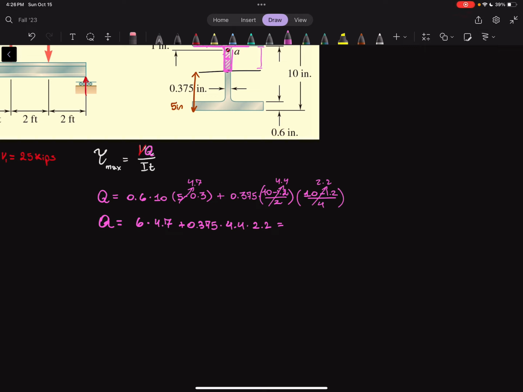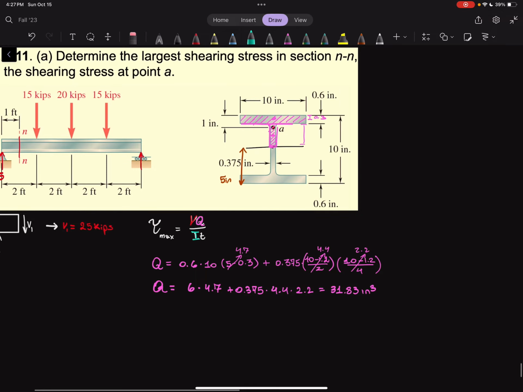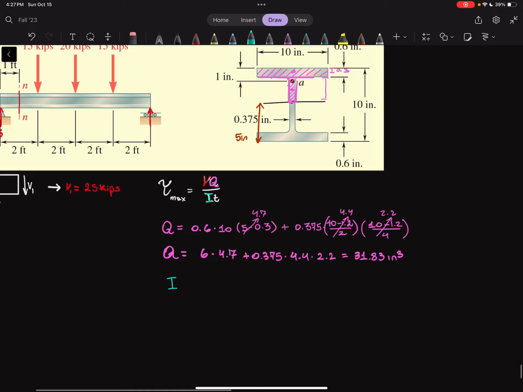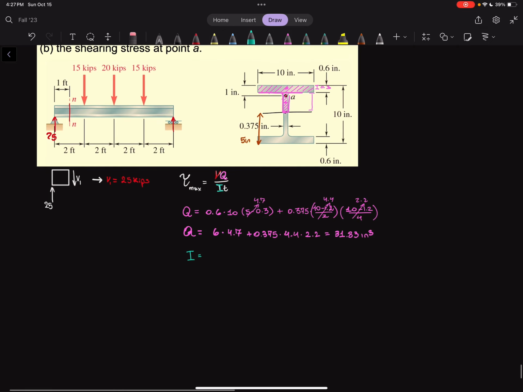So 6 times 4.7 plus 0.375 times 4.4 times 2.2, and we get 31.83. So that is 31.83 inches to the third. Now we want to find our I. So what's our I? For the three shapes, oh my gosh, this is going to be long.